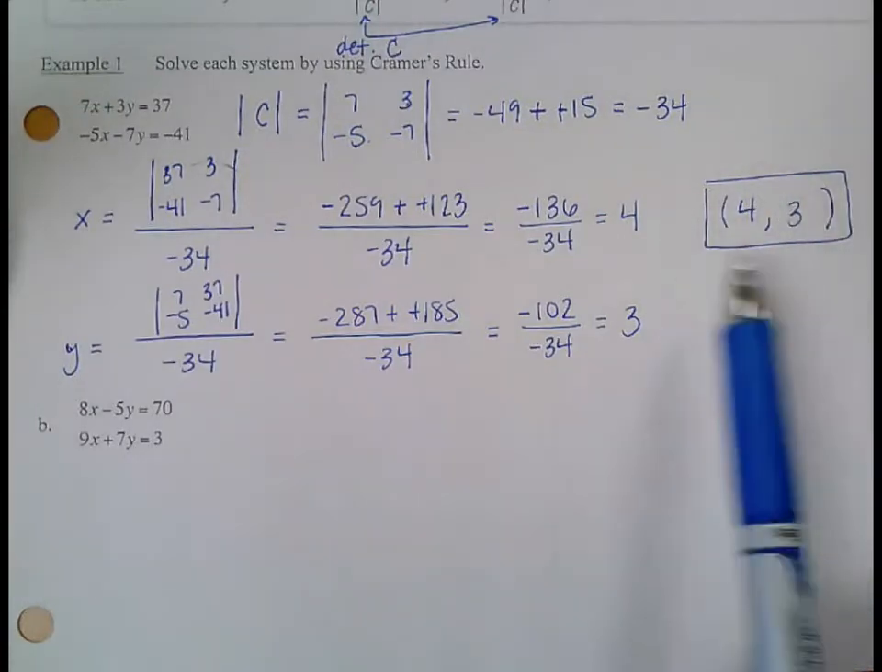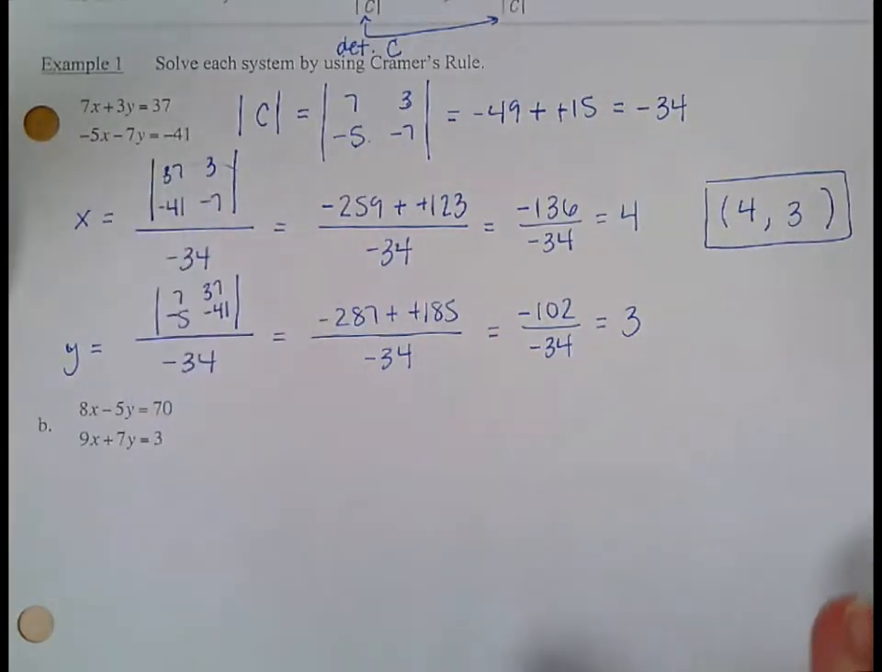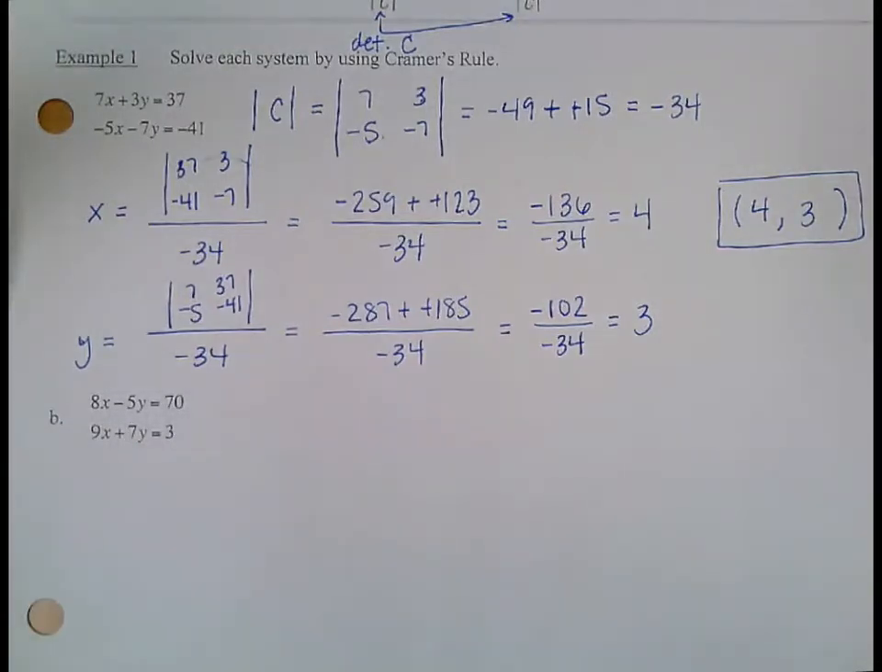All right, and remember you can check your answers to these by substituting into both equations. So I would like you to find the solution for example 1 part B. Find the solution to that system of equations using Cramer's rule. There is a such thing as no solution, but none of the ones that I'm having you do with Cramer's rule will be no solution.